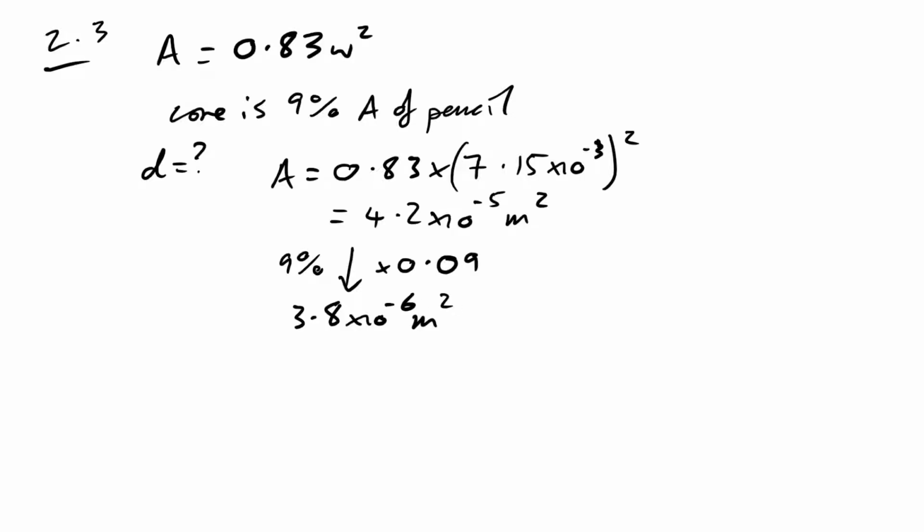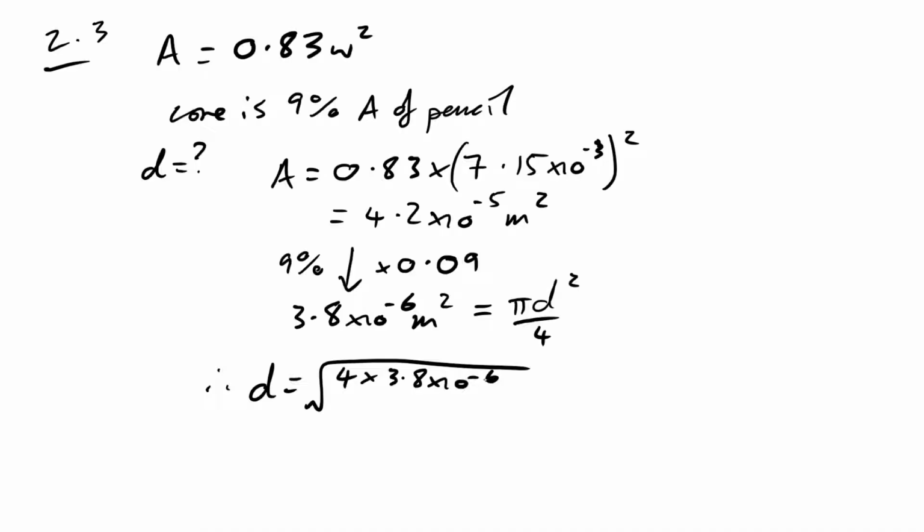So that's our area. We know that this is equal to pi d squared over 4. Therefore, rearranging this, d is going to be equal to the square root for 4 lots of this 3.8 times 10 to the minus 6 divided by pi. And that gives us 2.2 times 10 to the minus 3 meters, or in other words, 2.2 millimeters.